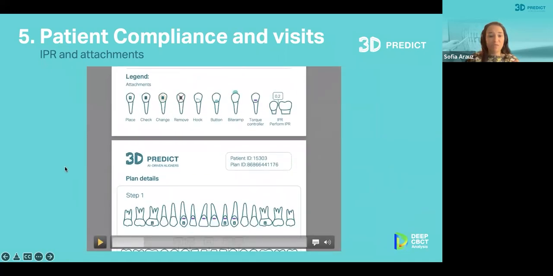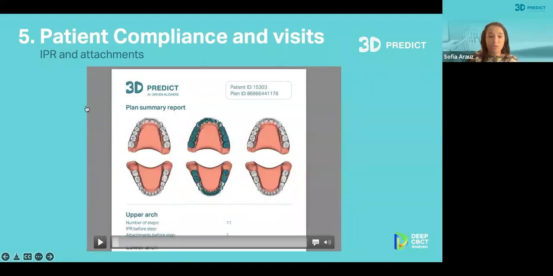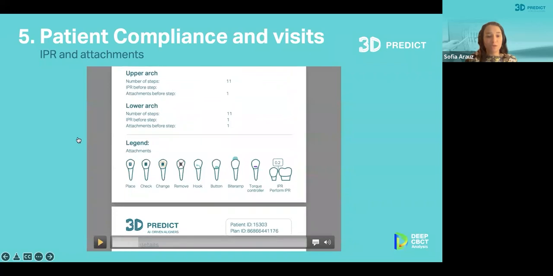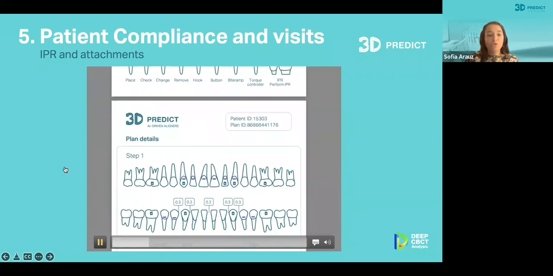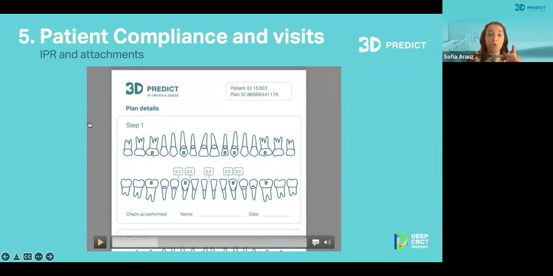So this is a PDF report. In the PDF report, you're going to see a lot of information. At the very beginning, you see how your patient started, the movement chart, and then the finish. And then we go into the legend, which tells you, for example, when there's a plus sign, place attachment; just check the attachment, change it, remove it, etc. And then we detail the steps where you have to see the patient physically.